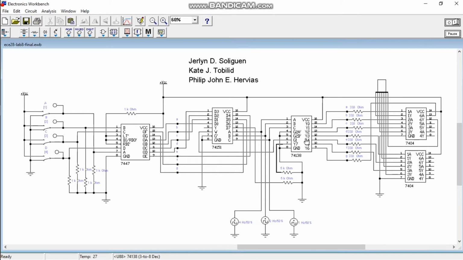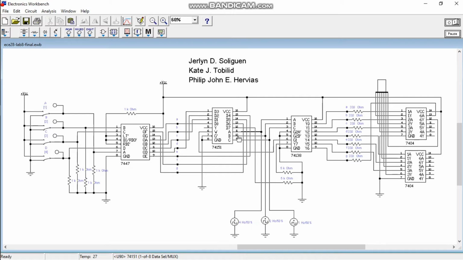decoding. The 3 inputs from the 74151 are connected to a clock, and they are also the input for the 74138 to convert it into an 8 output. But in this laboratory, it's only 7 outputs.